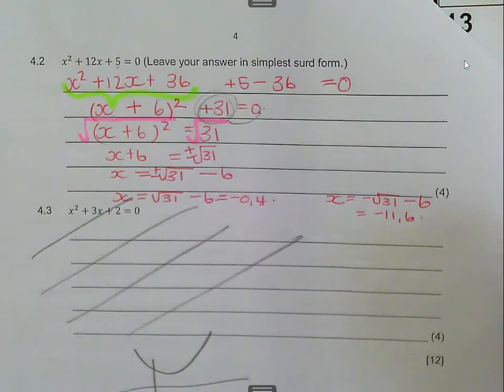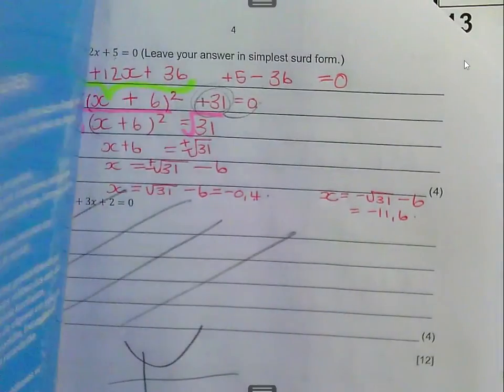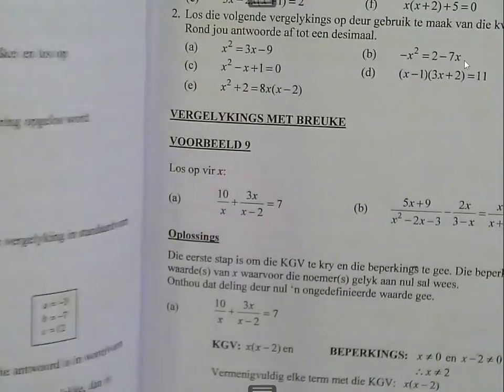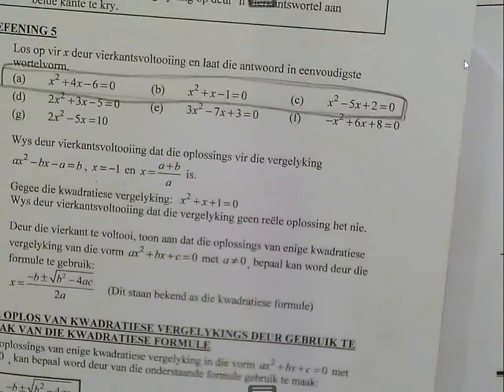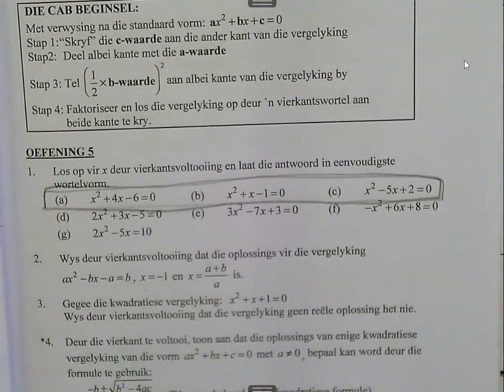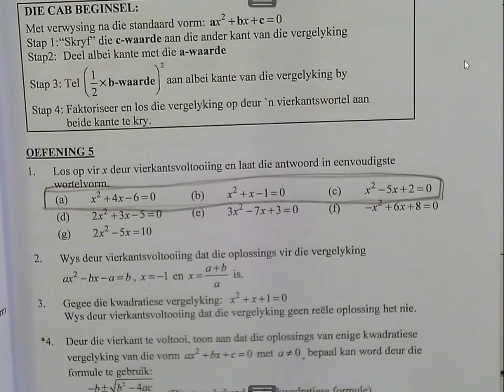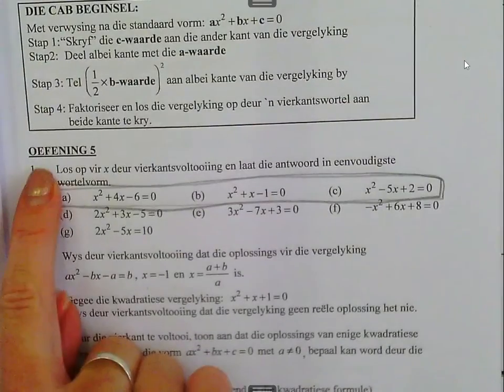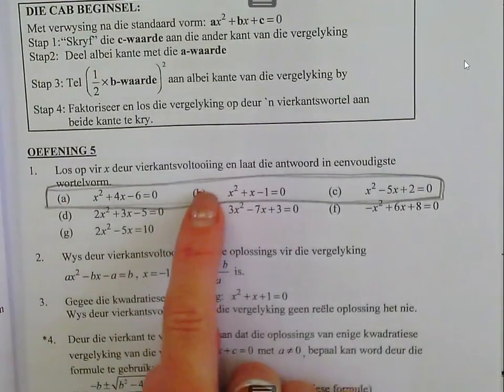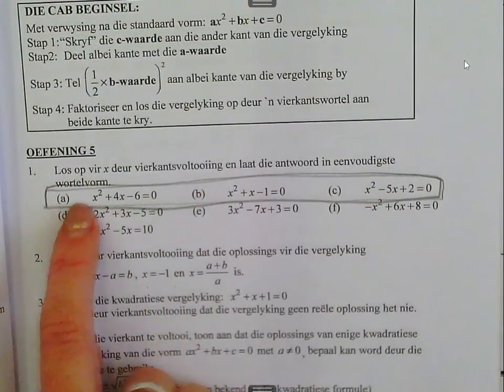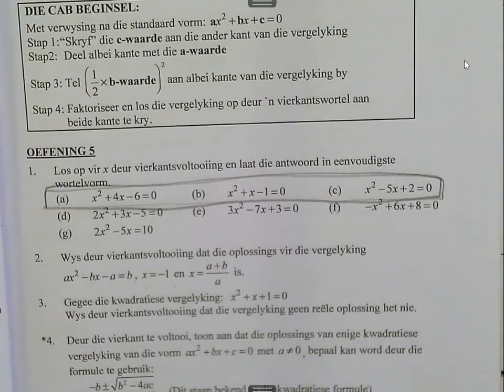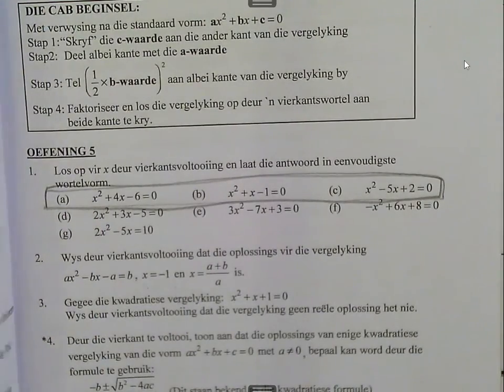Okay, so your homework for tomorrow is going to be the following. You need to listen carefully. On page 29, you are going to do exercise 5. Listen to me before you leave. Exercise 5, A, B, and C. Just the 3 of them. You have to factorize it by using this completed square.